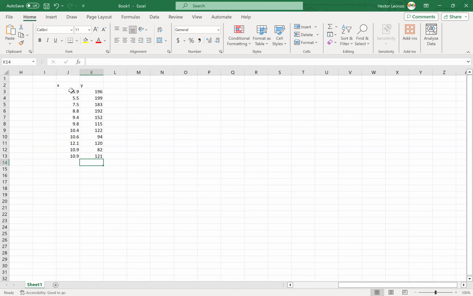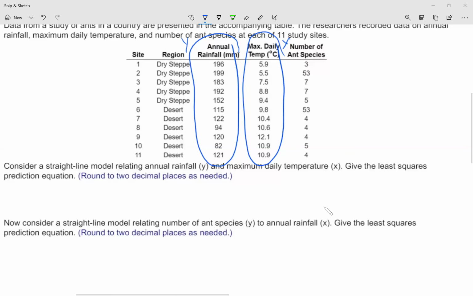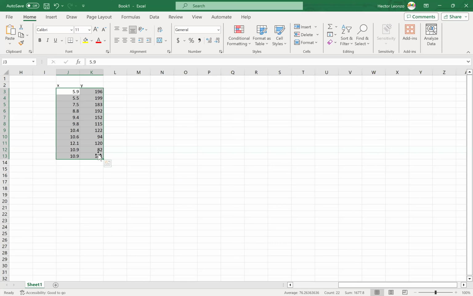What I'm going to do, let me highlight all my points, all my values of x and y. Okay, so I had a technical difficulty. So here, I have my data, right? I had my X to be my temperature and my Y to be my rainfall. And then I copy it. I copy this here in Excel. Okay, so here I had copied my values.